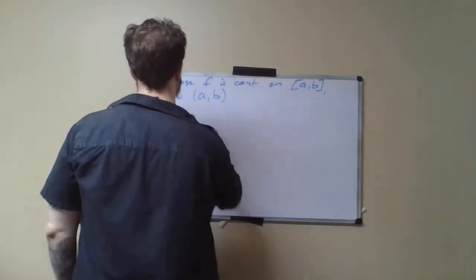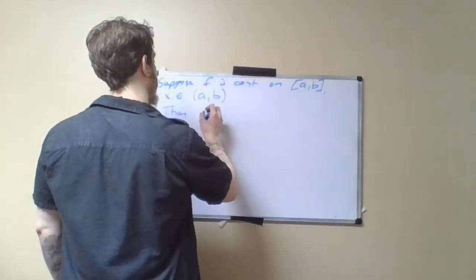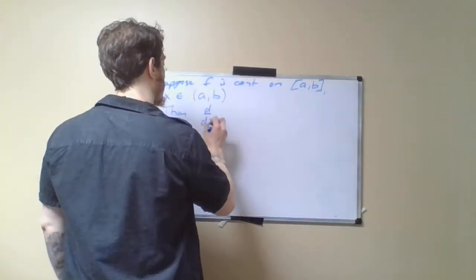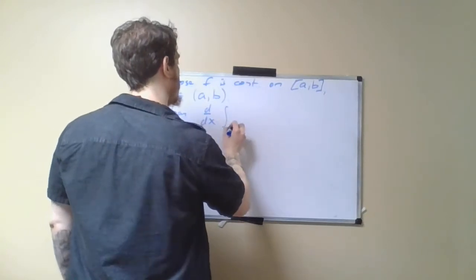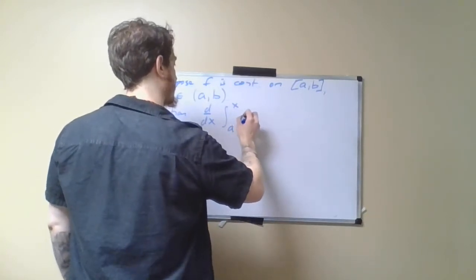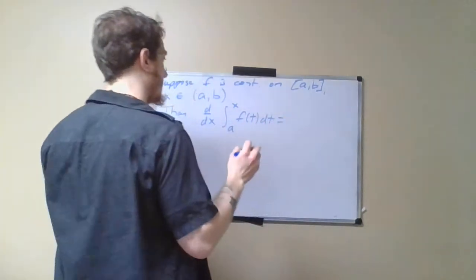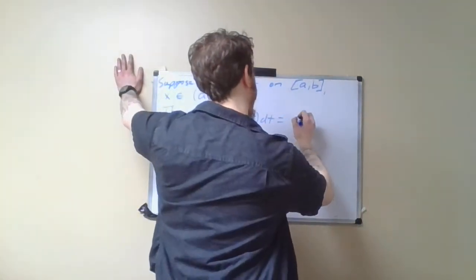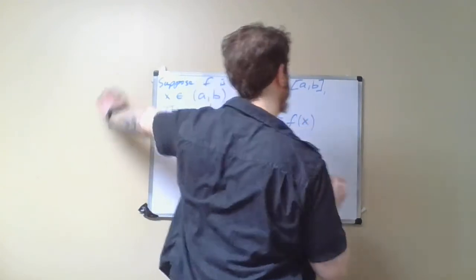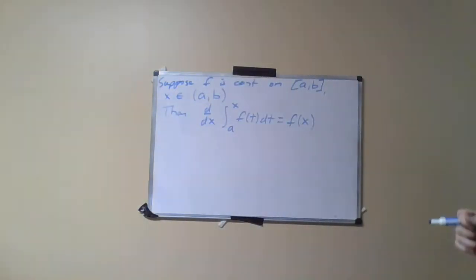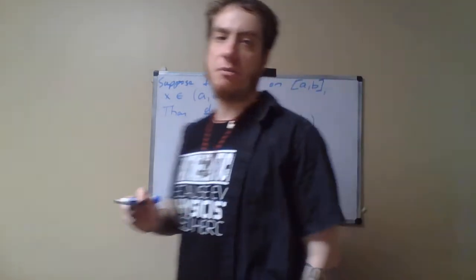Then what we can say is the derivative of the integral from a up to x of f of t dt is equal to f evaluated at x. This is one form of the fundamental theorem of calculus.